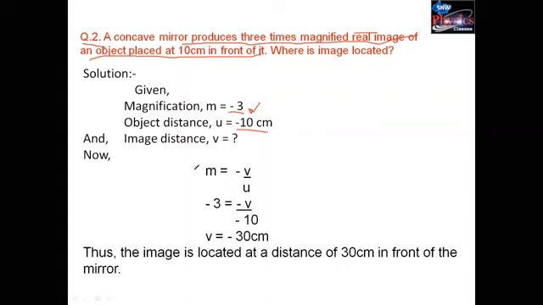According to the formula, we have m = -v/u, that is -3 = -v/-10. Okay, this minus and this minus again cancel out. We multiply 10 by 3, that means v = -30 centimeter. Thus the image is located at a distance of 30 centimeter in front of the mirror. The minus sign indicates that the image is in front of the mirror.